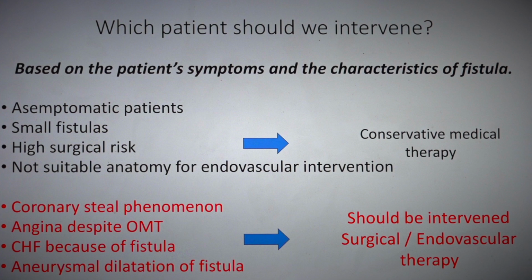Patients who are asymptomatic and who have small fistulas, or who have high surgical risk and do not have a suitable anatomy for endovascular intervention, can be followed up with conservative medical therapy. However, if the patient has coronary steal phenomenon, angina despite optimal medical therapy, or congestive heart failure symptoms because of the fistula and aneurysmal dilatation of the fistula, these patients should be intervened on, either surgically or endovascularly.